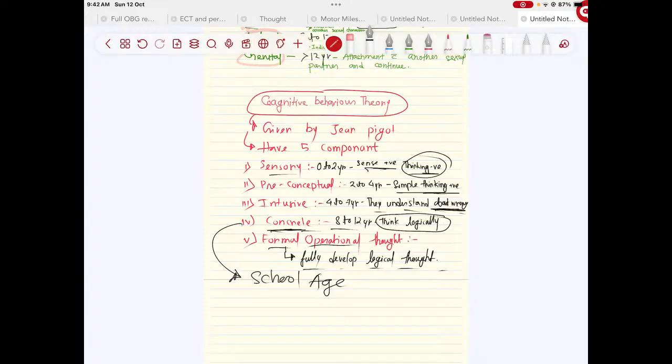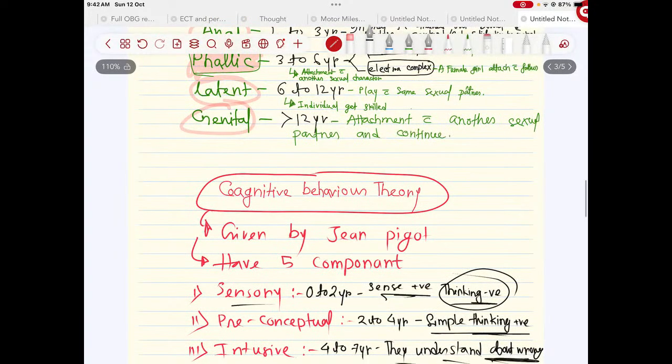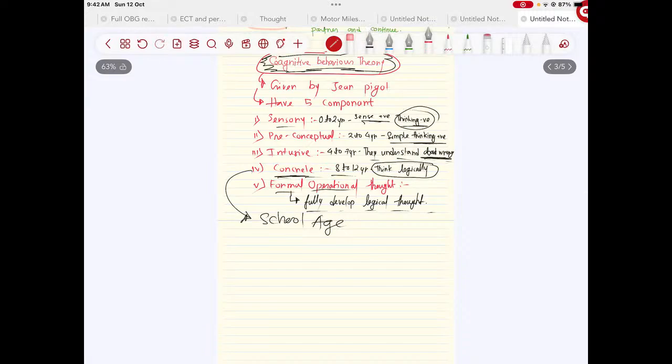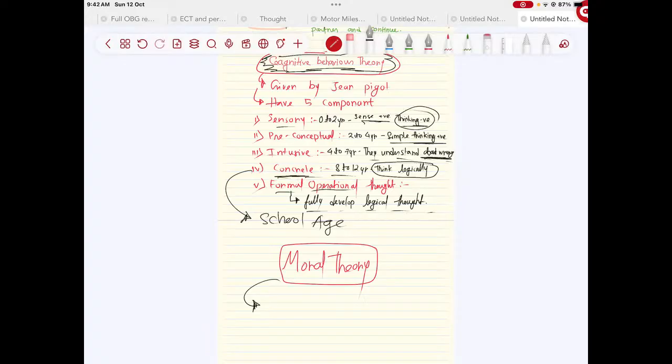So these things happen in the cognitive behavior theory. Who provided it? Jean Piaget. And the next one is the moral theory. Who gave the moral theory? Kohlberg.